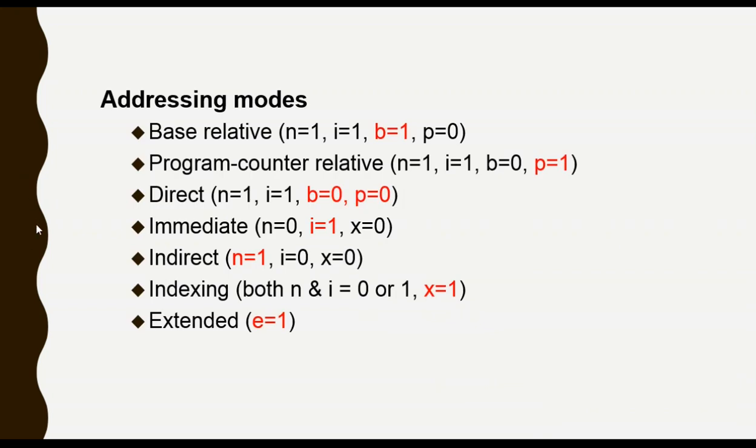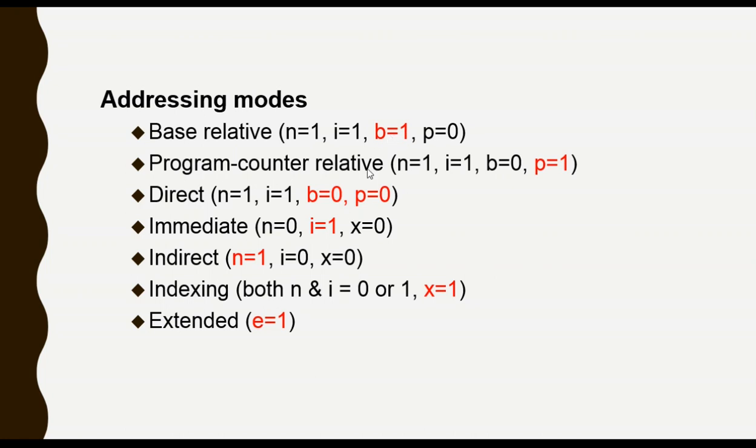Then addressing modes, very important. Different flags are used here, and based on that, these are the addressing modes. In SIC there are only 2, based on X: X equal to 1 means indexed, X equal to 0 means direct. But here many types are there. So base relative is the first type. These are the flags N, I, and P. Base relative means N will be set to 1, I will be set to 1, and B for base will be set to 1, P 0.